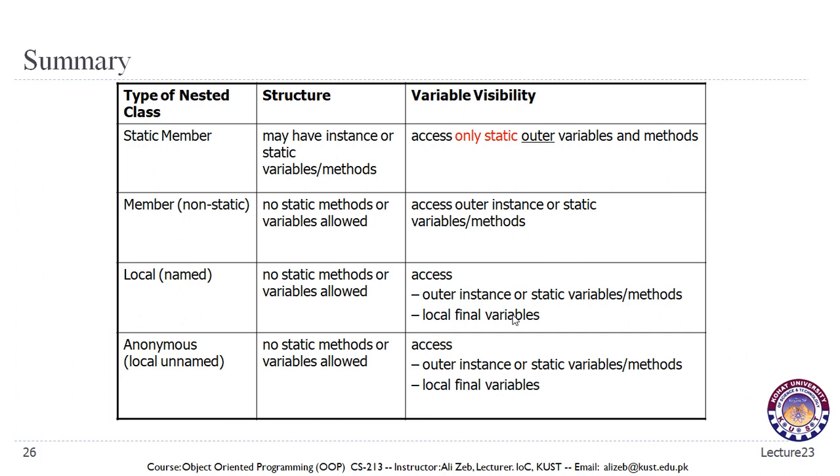Local or named classes cannot declare static methods or variables, so no static methods or variables are allowed. They can access the outer instance or static variables or methods, and local final variables. Anonymous classes, that are the local unnamed classes, also allow no static methods or variables and can access outer instance or static variables, methods, and local final variables.